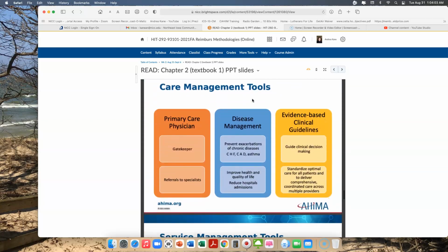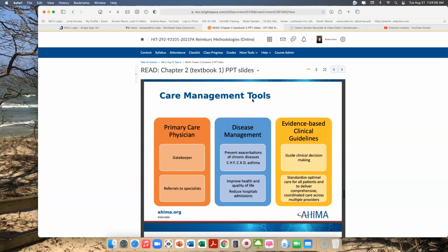And some of the tools that they use to make sure that this happens involve care management or case management. The primary care physician in a managed care organization is your gatekeeper, and they control referrals to specialists, whether you get them or don't. Disease management, they work to prevent chronic disease exacerbations, I should say, things like congestive heart failure, coronary artery disease, asthma. And try to improve the health and quality of life by reducing hospital admissions, making sure that patients are cared for maybe in the physician office rather than needing to go to urgent care or the ED.